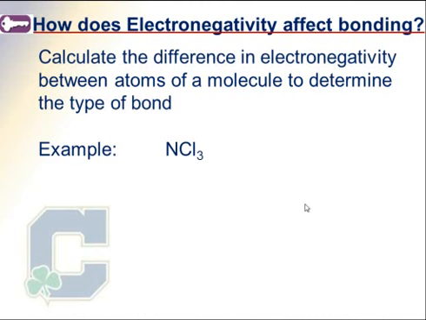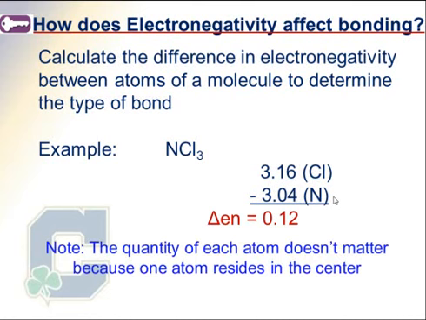Okay. Another example might be NCl3. Again, Cl is 3.16, N is 3.04. Now, you might ask, how do I know which one to put on top? It doesn't matter as long as the larger number is on top. We don't ever have negative numbers here. So Cl isn't necessarily always on top, it's just whichever one's bigger. So 3.16 minus 3.04 gives me a difference in electronegativity of 0.12.